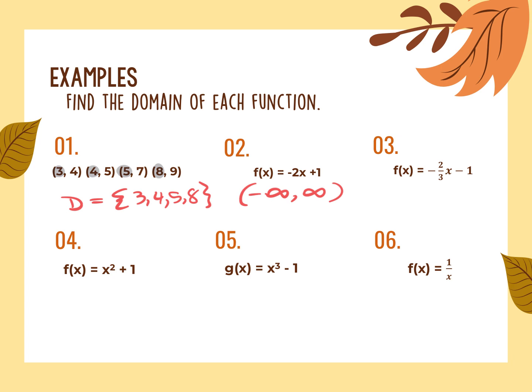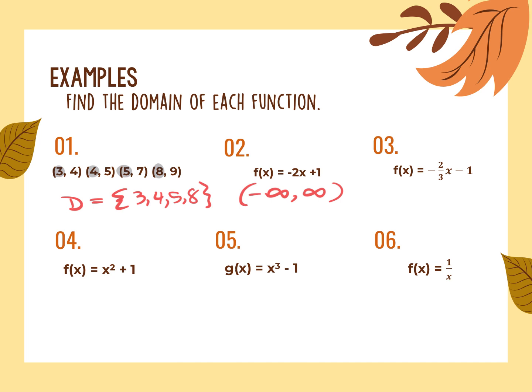Remember, we're always starting out, unless it's a list of ordered pairs, the domain is always all real numbers, except when you have a variable that's in the denominator, when you have a variable under the square root, and when you have a variable under the square root in the denominator. Those are our 3 exceptions to the all real numbers.